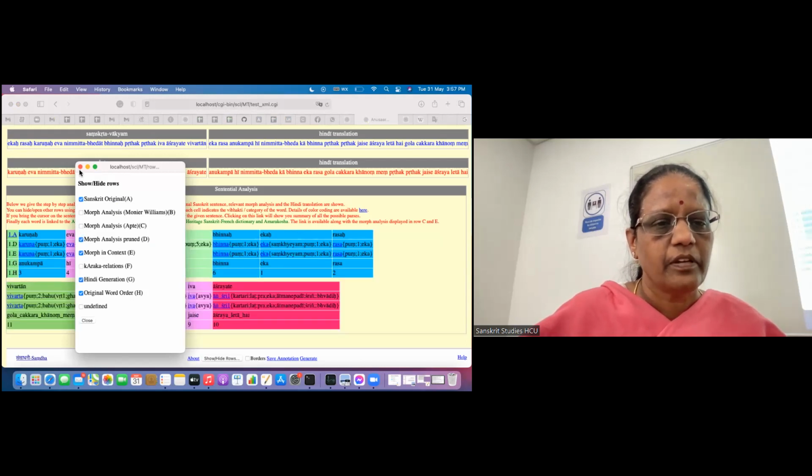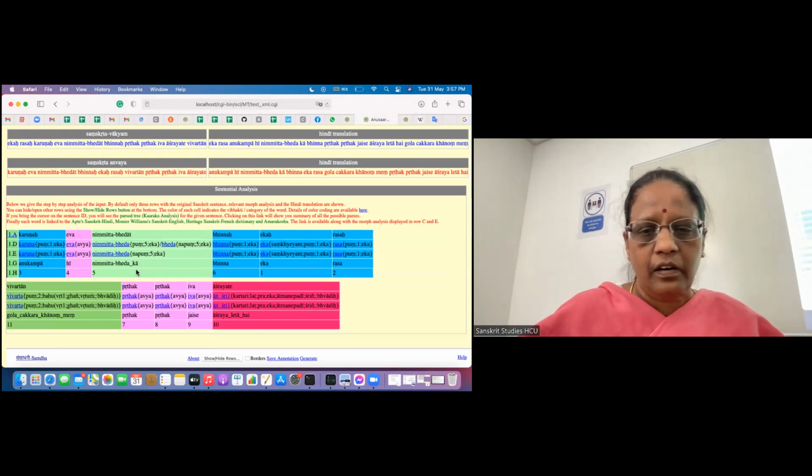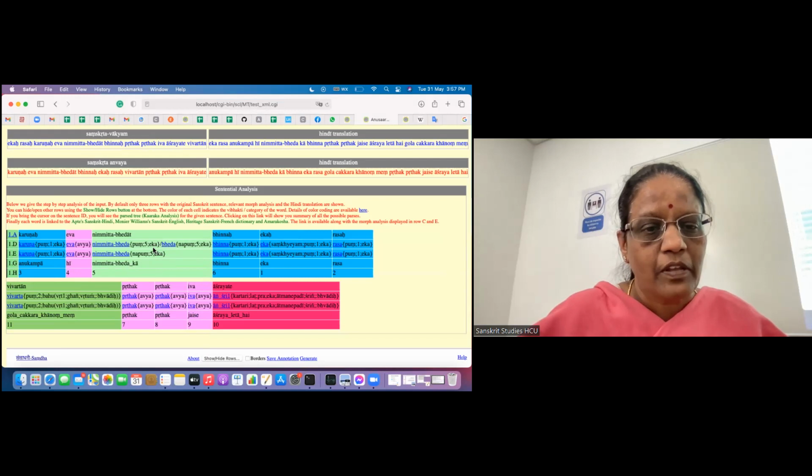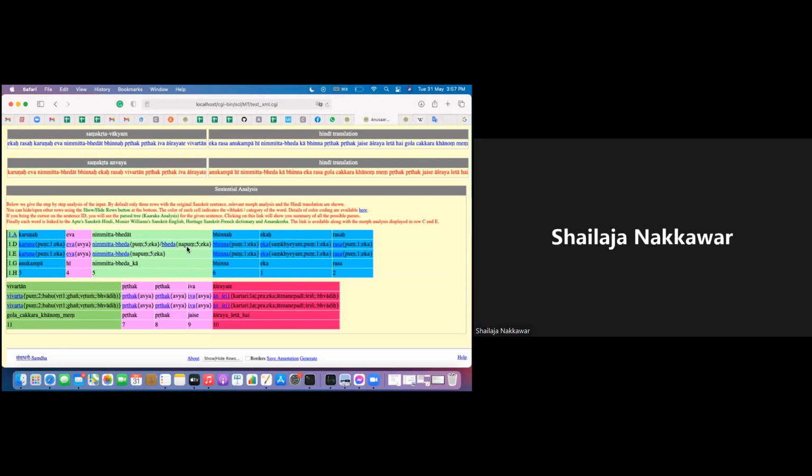Yeah, here it is. This was a sentence where, here if you see, bheda, this bheda can be either masculine or neuter. So both the analyses are shown here. Okay.